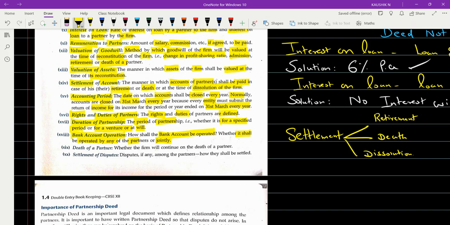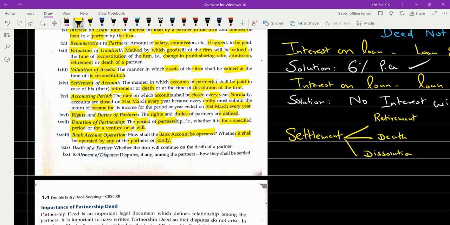As you know, everyone has a right. Everyone has the right to participate, as we said in the rights. Operating the business account or the bank account is also a right. Whether everyone is going to operate it or particularly one individual is going to operate it, that should be mentioned in your partnership deed very well.